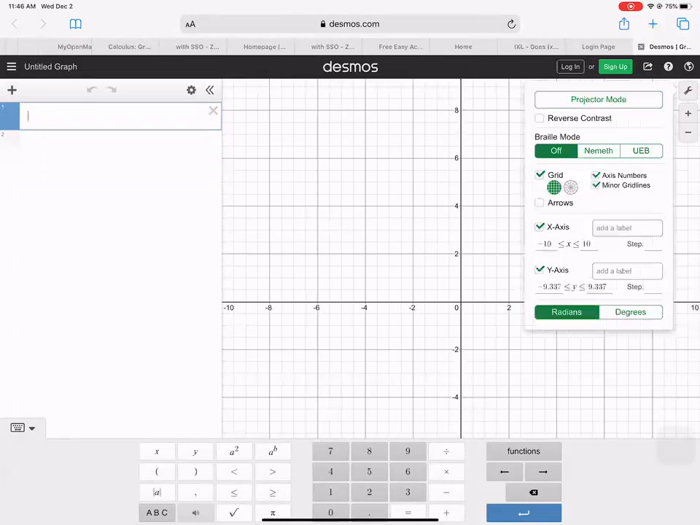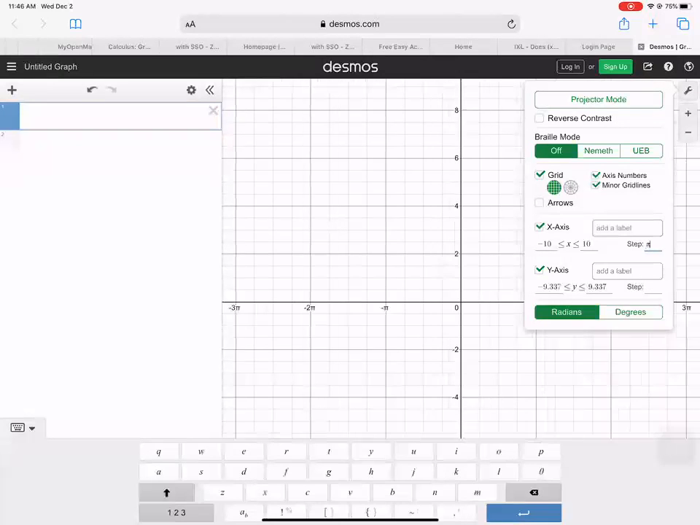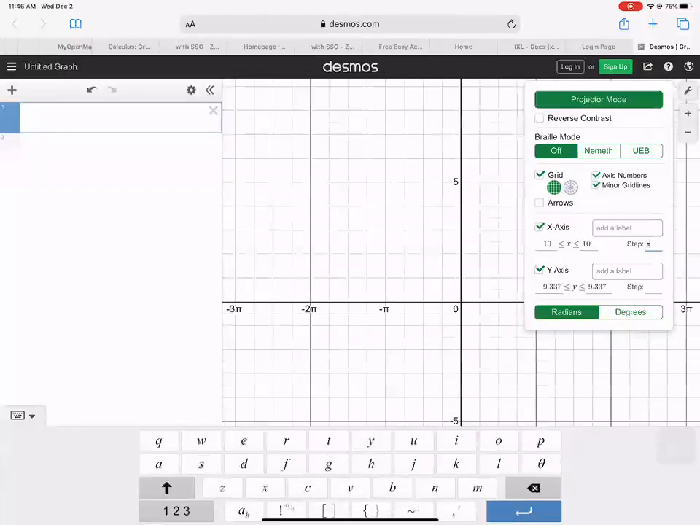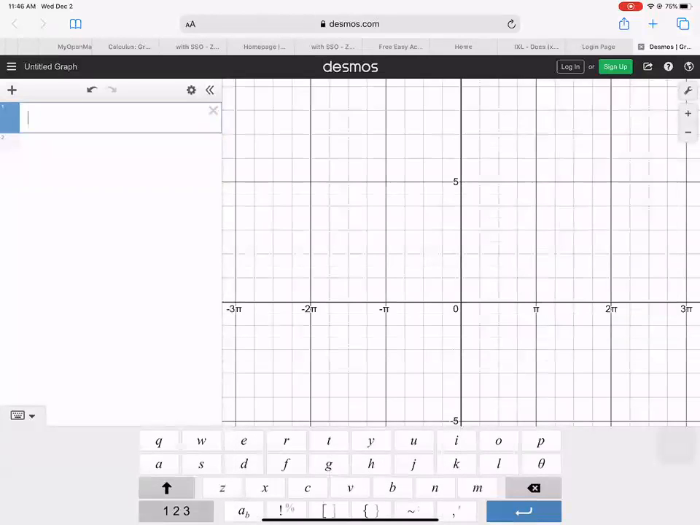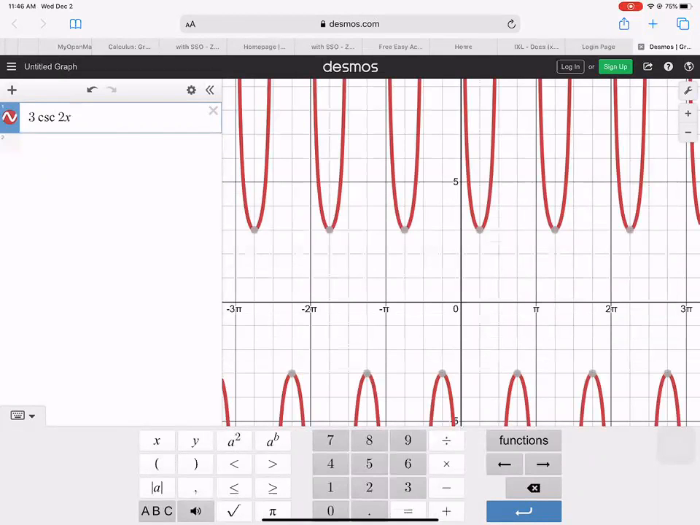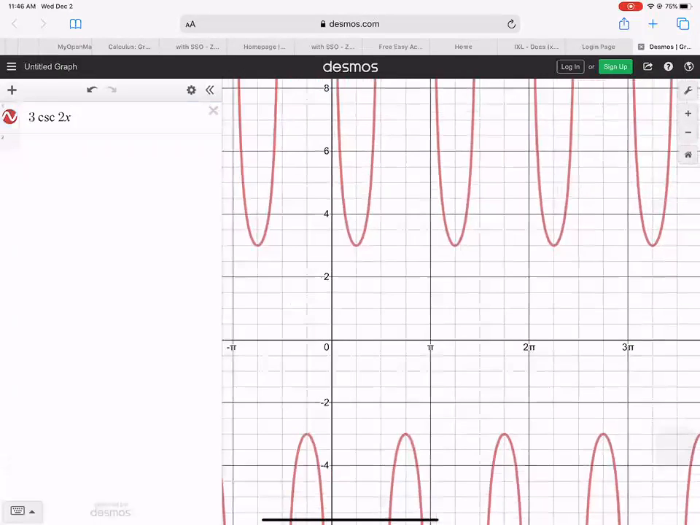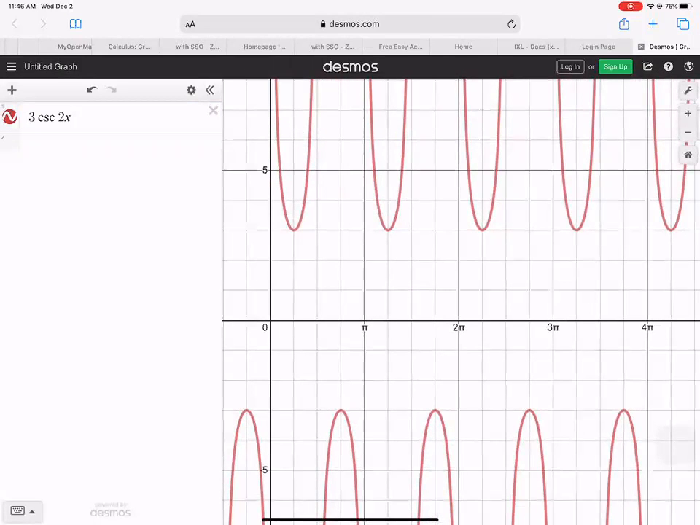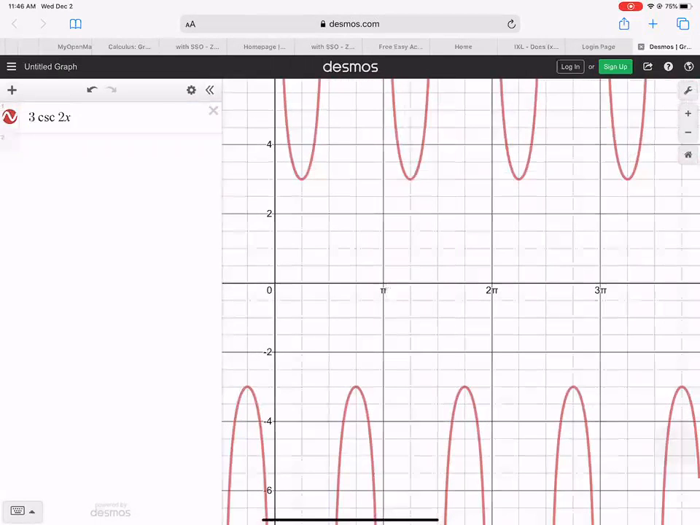Oh, I need to change one more thing. Let me change this to pi. Step is by pi. We're going to do 3 cosecant of 2x. If we look at the graph here that we see, it is a finger graph. I call these finger graphs because it's almost like their fingers reaching in. Okay? So how are you supposed to graph these finger graphs?